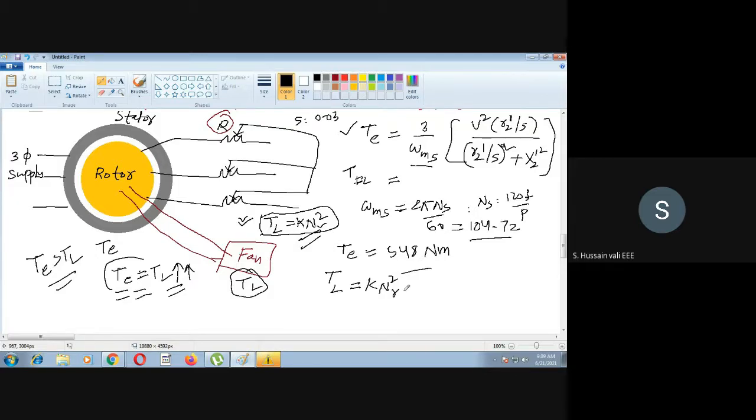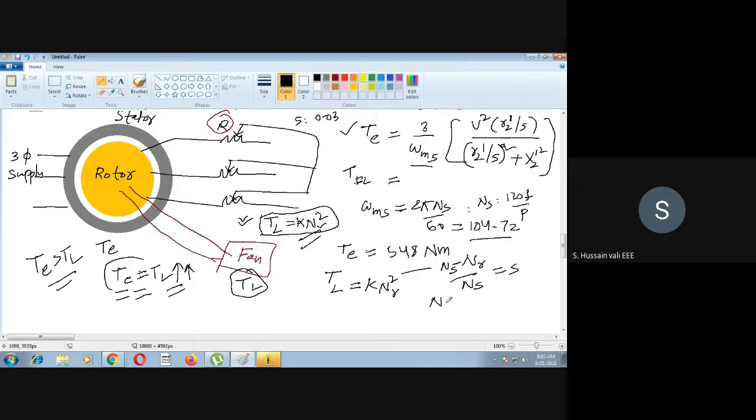So TL is equal to k into nr square. What is nr here? Nr is the rotor speed. At rated values, how do you find out nr? You can easily find it using the relationship for the slip: ns minus nr by ns is equal to slip. Slip you know, ns you know, then you can find out nr.